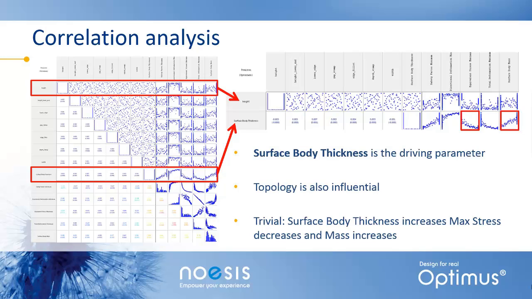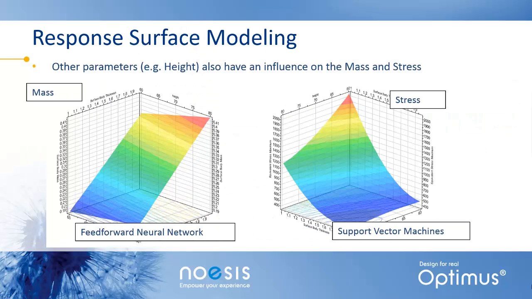The correlation analysis gives us a little more insight into the design space. In fact, we find that the surface body thickness is the most important parameter out of all of the variables. Now that the design of experiments is complete, we can actually generate this mathematical approximation, this response surface model, on the entire design space. We're able to select different response surface models based on the error that that mathematical approximation had. So we select the best response surface model for each individual output.